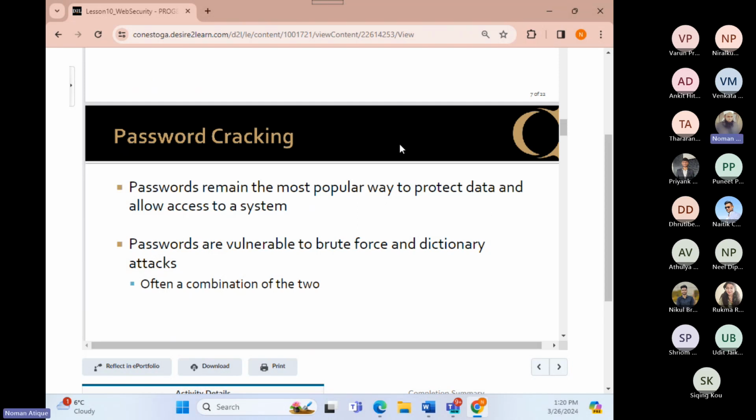Now, do you guys know the brute force attack? What is brute force? Anyone? Brute force and dictionary, and as they say, often they are a combination of the two. Do you know brute force attacking? Anyone? What is brute force?